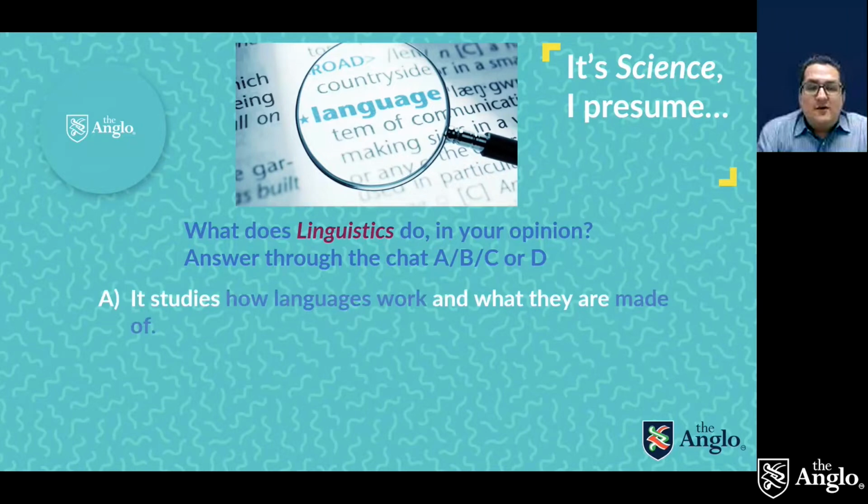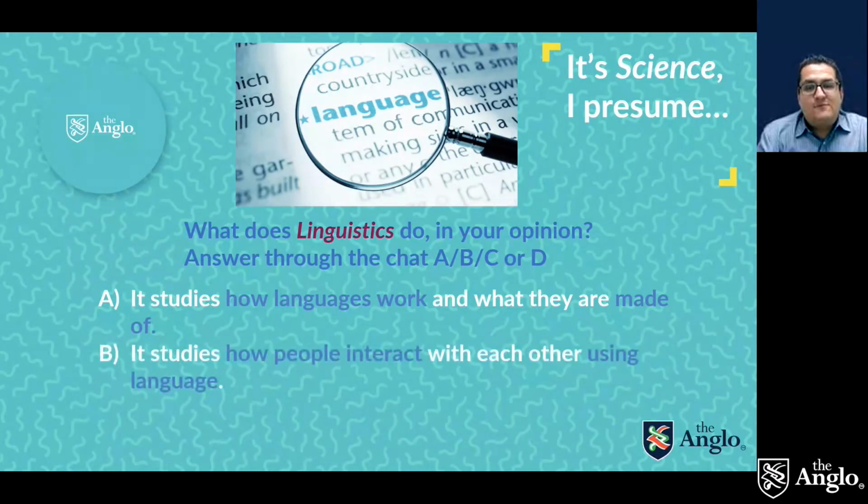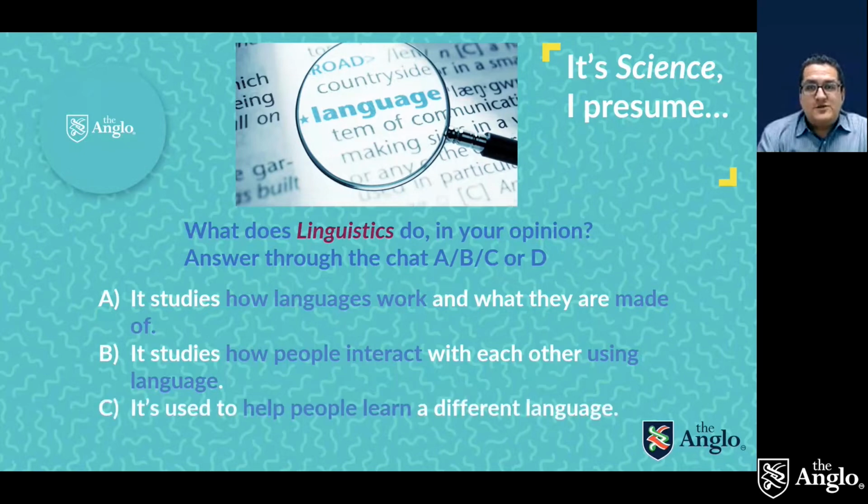Option A says that it studies how languages work and what they are made of. Option B, it studies how people interact with each other using language. Option C, it's used to help people learn a different language. Or option D, all of the above. Go ahead and answer through the chat what you think the correct option is.